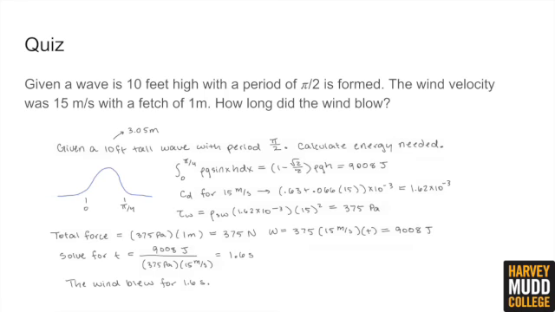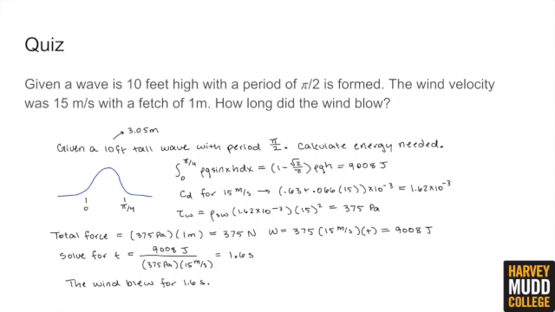Alright, so given a 10-foot tall wave with period pi over 2, let's first off convert 10 feet into meters, so that comes out to about 3 meters. We want to first calculate the energy needed to make that wave with a period of pi over 2. So we do that again with a handy dandy little integral, and we're using like a sine wave basically. And so that comes out to around 9,000 joules.